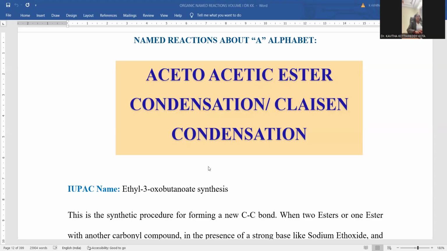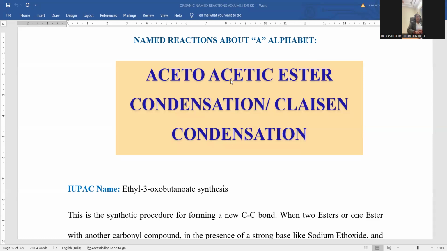Now we have entered into a new concept called organic named reactions. This is the content we retrieved from the textbook of organic named reactions, written by Dr. Kavita Kottireddy Kota. We are going to conduct a series of sessions based on organic named reactions in alphabetical order. The entire content is available at the channel called World of Competitive Chemistry.